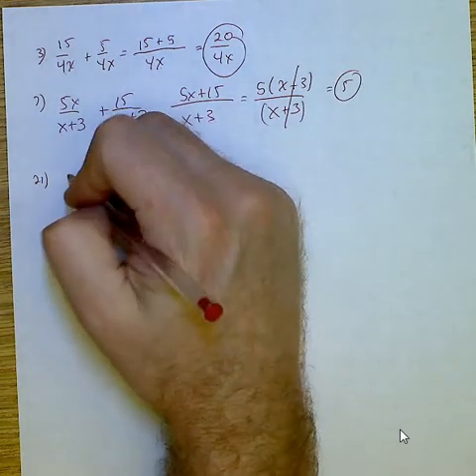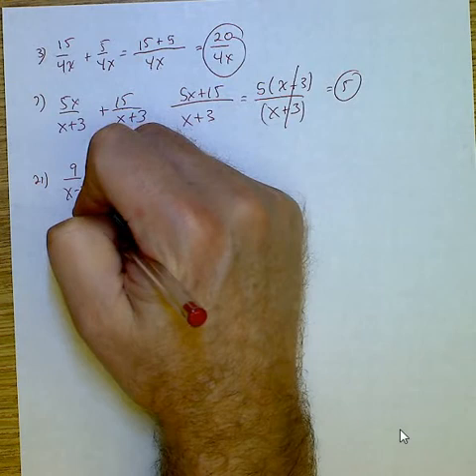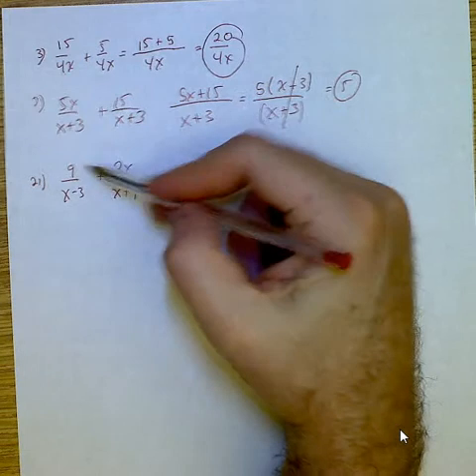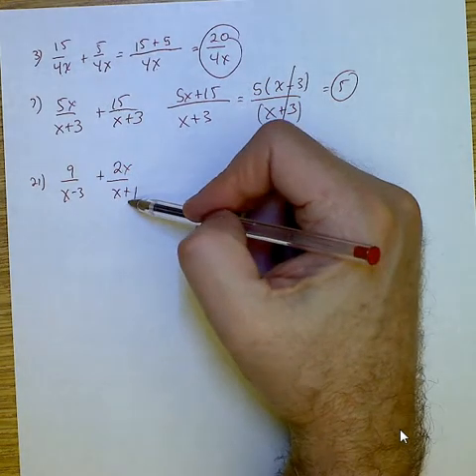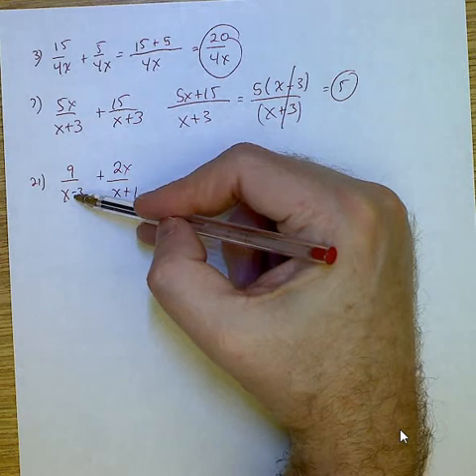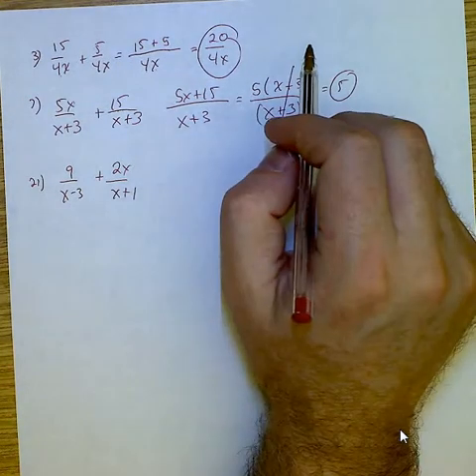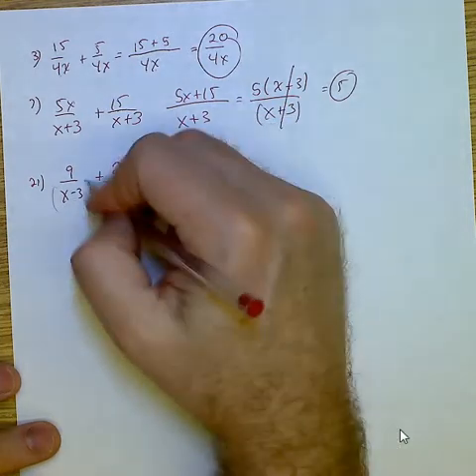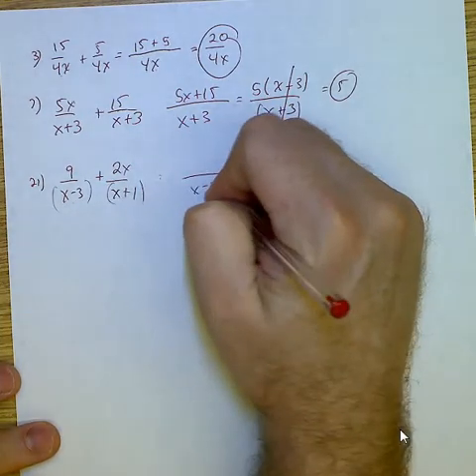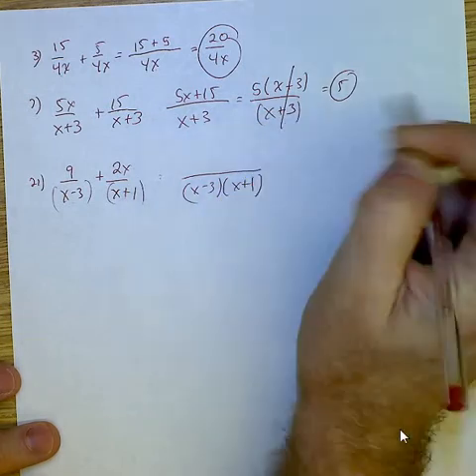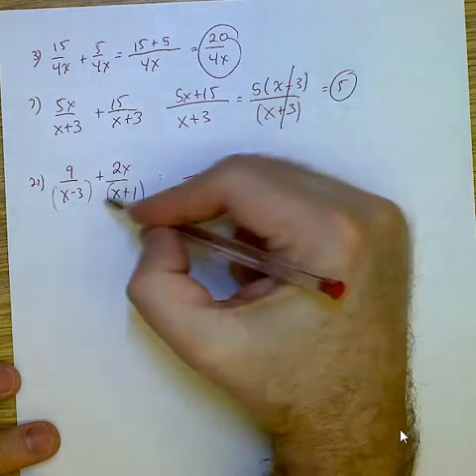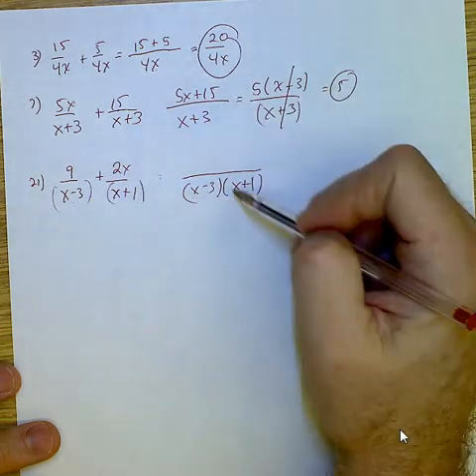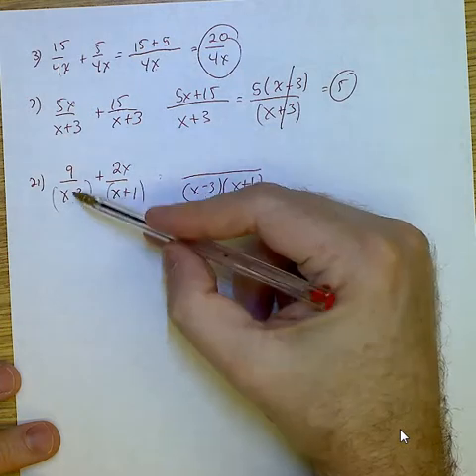Number 21, you're given 9 over x minus 3 plus 2x over x plus 1. You cannot add these together yet because the denominators are different. So you look for what is common. Okay, we're looking for the common multiple. And in this case, there's nothing very common about x minus 3 and x plus 1. And so that combined term would actually be your common denominator, the x minus 3 and the x plus 1 together.